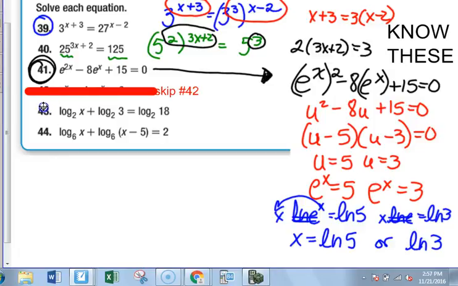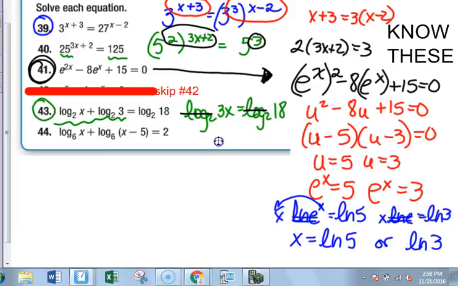But what are we going to do with 43? This is a super easy question. Condense, which means we multiply log base 2 of x times 3 or 3x equals log base 2 of 18, then what? Yeah, these are the same base, so they have the same log, so we can get rid of them and just say 3x equals 18, x equals 6.